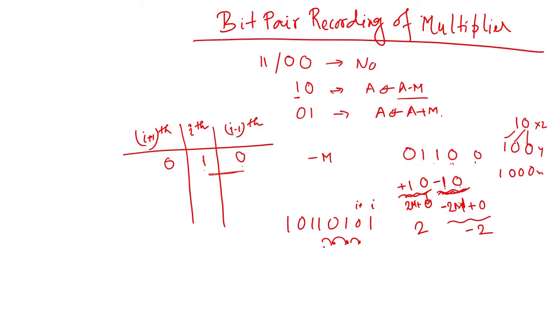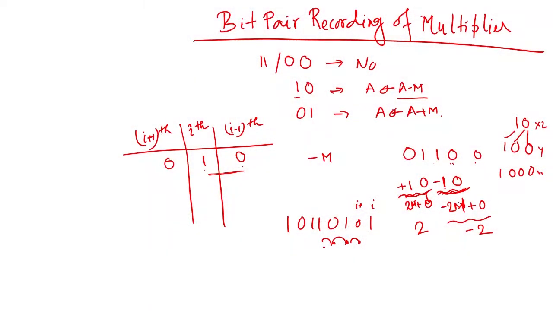This is something called bit pair recording of the multiplier. So, first what do we do? We have the multiplier bits, we convert to the corresponding Booth's recording, and from Booth's recording we do the bit pair recording, and then we perform the actual multiplication operation using Booth's algorithm. Okay. Maybe with one example, if you still have doubt, everything will be clear.